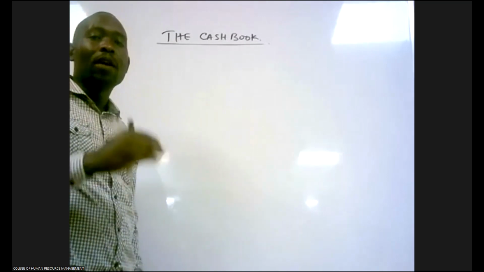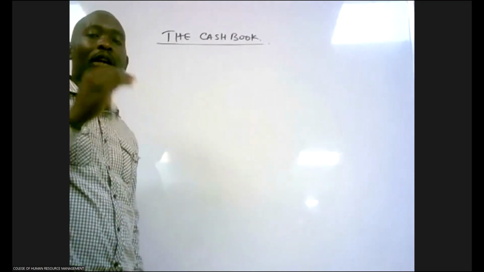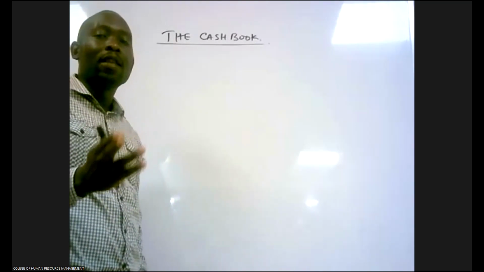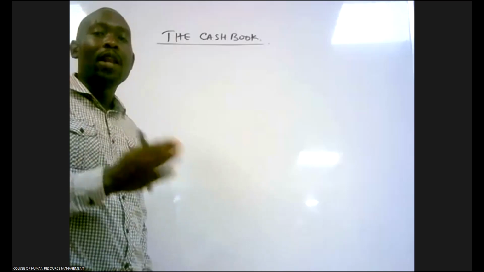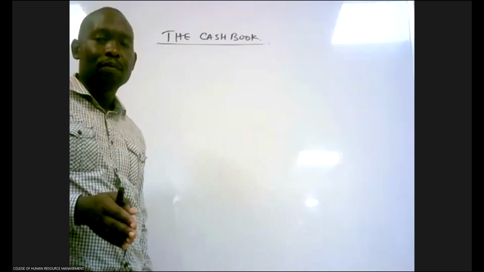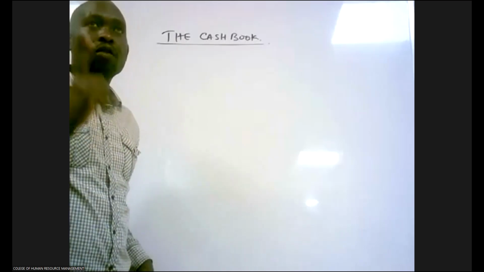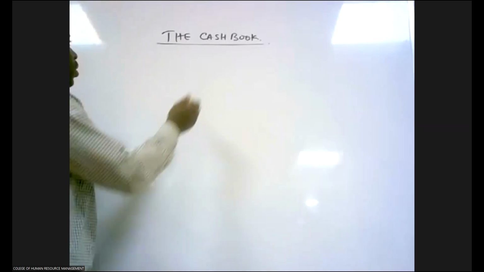The cash book is actually a book of original entry, and at the same time it is a ledger account because it has the debit and the credit side. In that case, we have four categories of cash books.